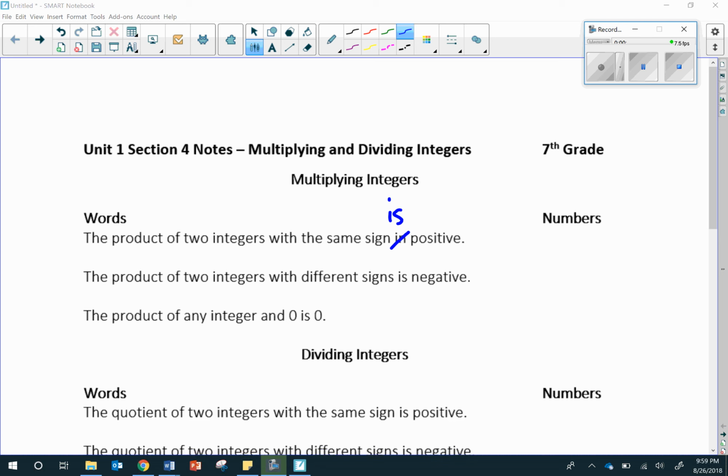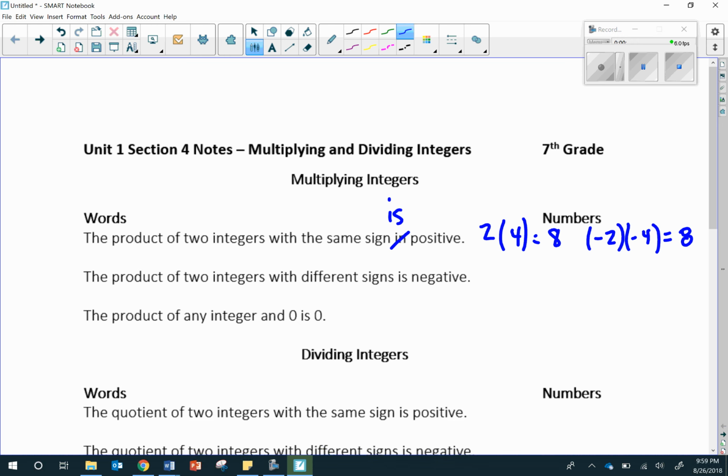So when we think about multiplying integers, the product of two integers with the same sign is always positive. So for example, 2 times 4, that equals 8. And negative 2 times negative 4, that equals 8 as well. So even when we multiply two negative numbers, the result or the product, the answer to a multiplication problem, will be positive.